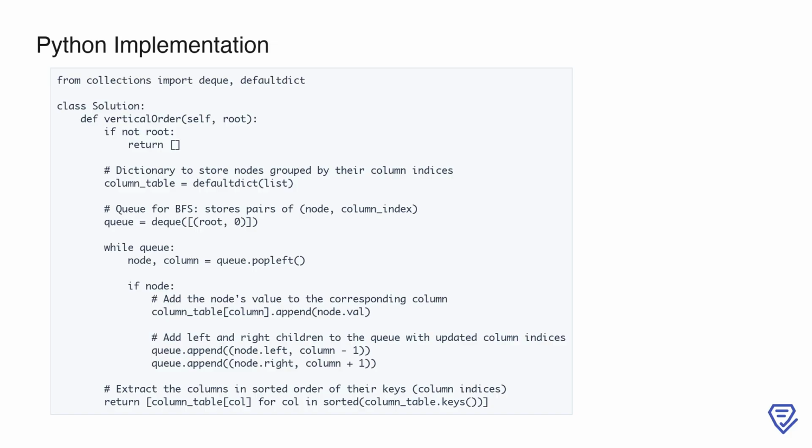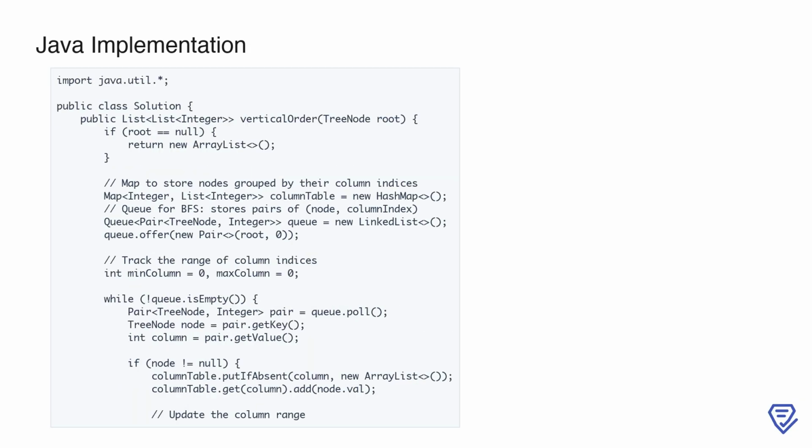The algorithm is efficient, with a time complexity of O(n), where n is the number of nodes in the tree. This is because each node is processed exactly once. The space complexity is O(n) as well, due to the storage requirements of the column_table and queue. This solution ensures that nodes are traversed in vertical order and grouped correctly by their column indices, fulfilling the problem's requirements effectively. Here, we start with the implementation of the vertical order traversal in Java.